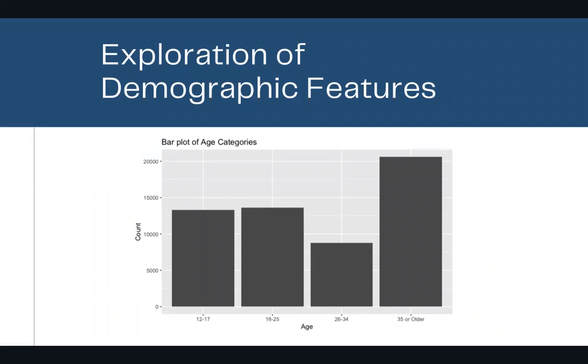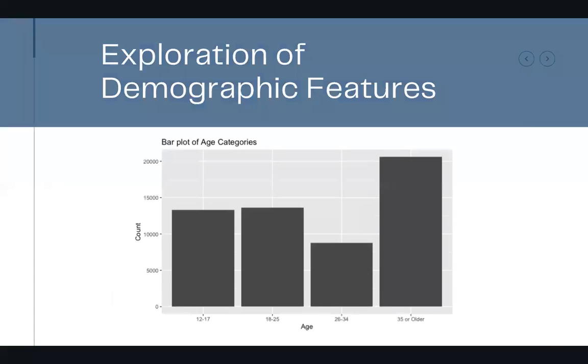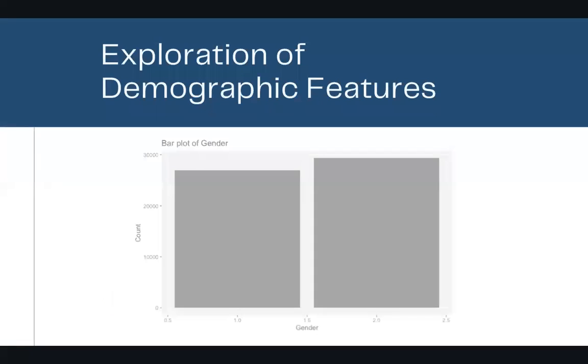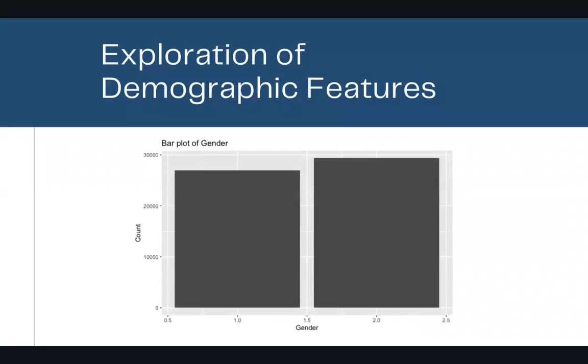Upon review of the age category, I can easily see that the data is not normally distributed. The age category with the most volume is 35 and older. This can be easily explained by the fact that the 35 and older category is a wider range than the other age ranges. The gender of the participants appear to be balanced, with the females slightly higher than males.